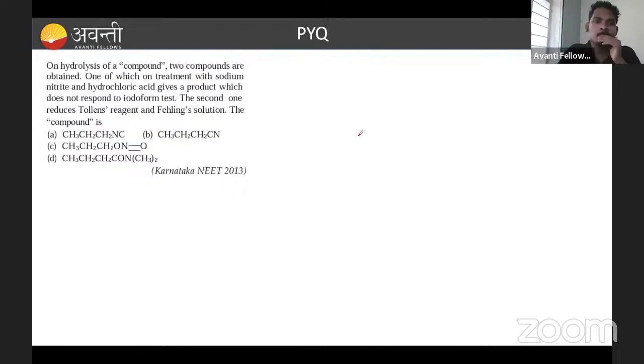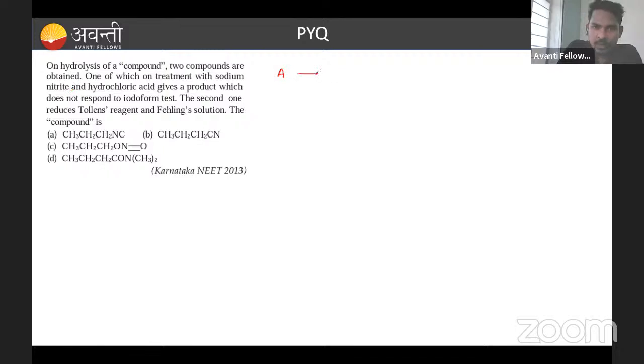Now here the question is, लंबा सा क्वेश्चन है, but sometimes psychology ऐसा होता है कि more theory we don't read, but just remember if theory is more, that is like a simple question. So please do read the question in the exam. Okay, so let's read this one. On hydrolysis of a compound, two components are obtained.